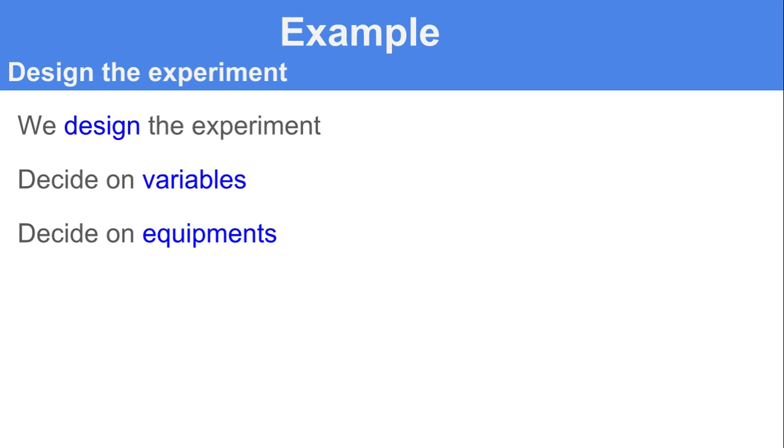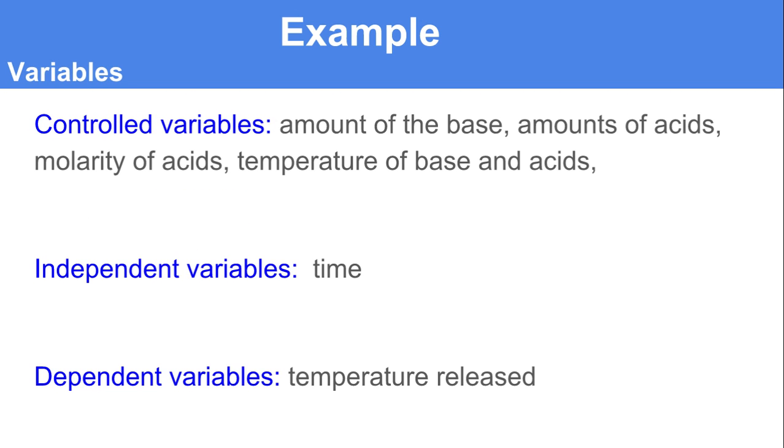And after that, we design the experiment. Decide on the variables, decide on the equipment. Variables, we said three variables. Controlled ones: we are going to keep the amount of the base the same, the amount of acid the same, the molarity of the acid and the base the same, and the temperature of the base and acid the same. And the variable that we are going to control is time. We are going to have a time at which we are going to measure the variable, which is the temperature, because we're talking about the heat released.